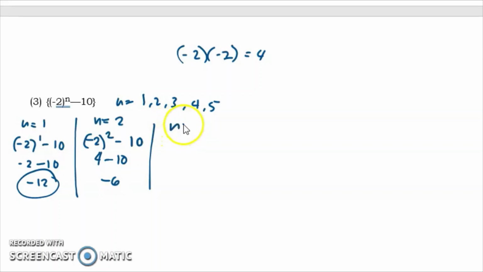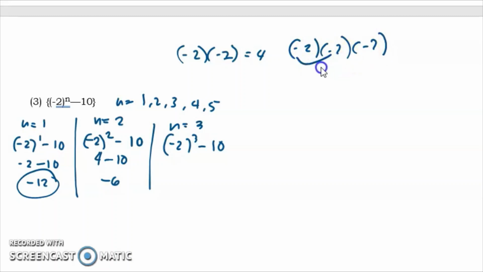Okay. Next, n is equal to 3. So, negative 2 raised to 3 minus 10. Okay, kung mapapansin nyo to, ha, magiging, paano ba? Negative 2 times negative 2 times negative 2. Negative 2 times negative 2 is 4. Positive, diba? Times negative 2, negative 8 siya. So, negative 8 minus 10. Negative 8 minus 10 is negative 18. Tama.